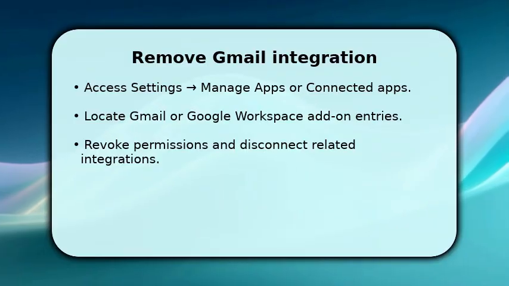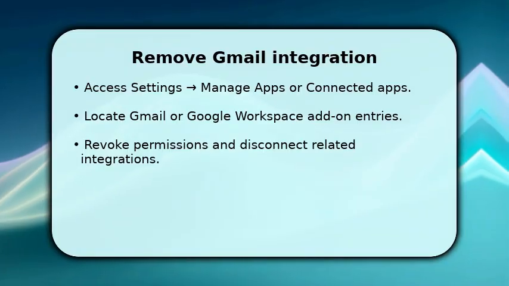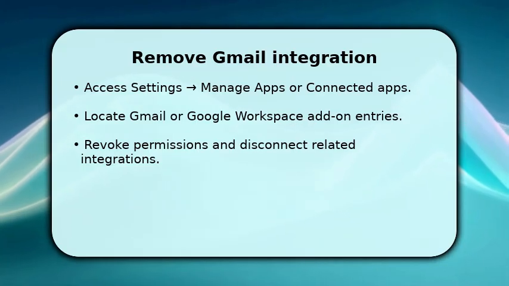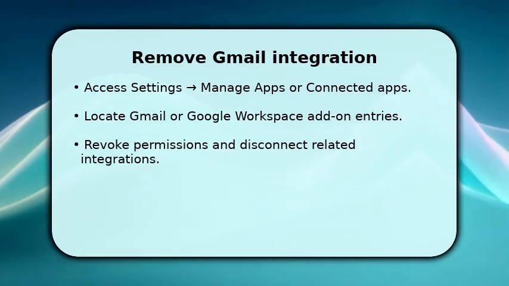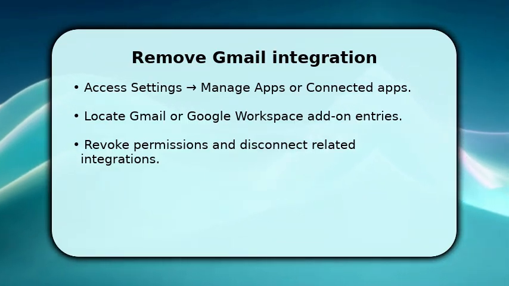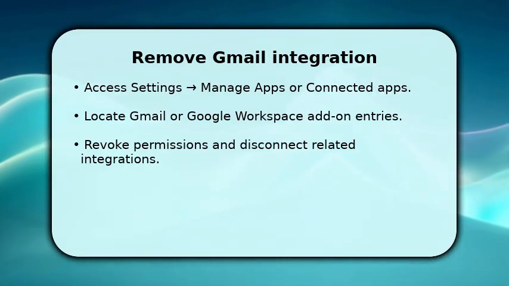From Settings, open Manage Apps or Connected Apps and scan the list for Gmail entries, mail add-ons, or third-party apps that route messages into Drive. Click the app options and choose Disconnect or Remove. Confirm when prompted. If Drive stores Gmail attachments, decide whether to delete or move those files. Once removed, they may be gone.